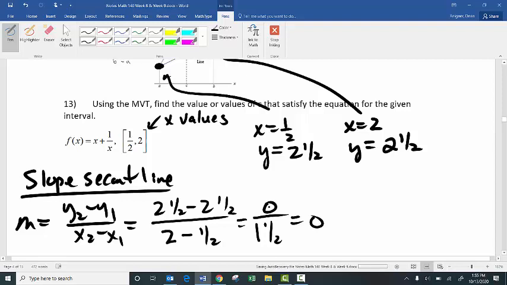So now what we're going to do is figure out a point on the tangent line that gives us a slope of, in this case, 0. So now we're going to worry about our tangent line.